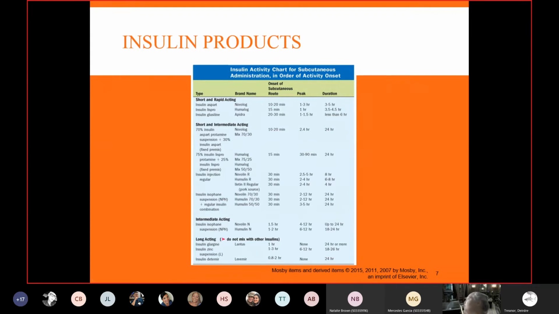So some of your insulins are listed here by category. So we have the short and the rapid actings. You have the short and intermediate actings, and then just straight intermediate acting, and then your longer acting. So your glargine and detemir, Lantus and Levemir. So you have the generic, you have the brand name, you have the onset, the peak, and duration. So you know exactly how long it's going to last.